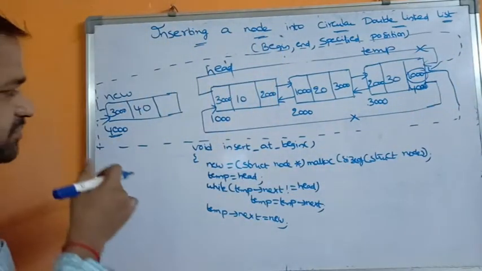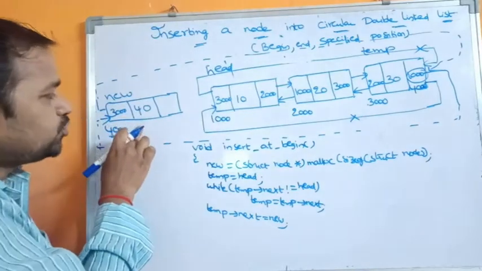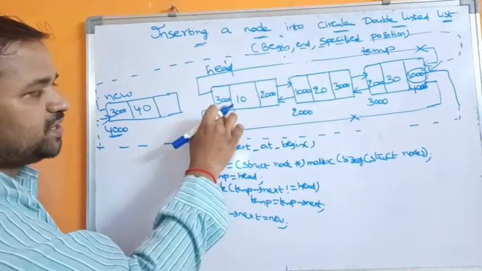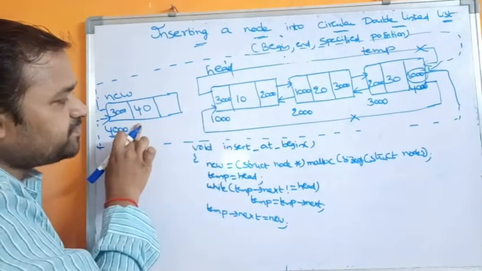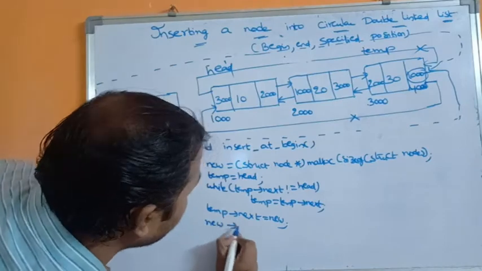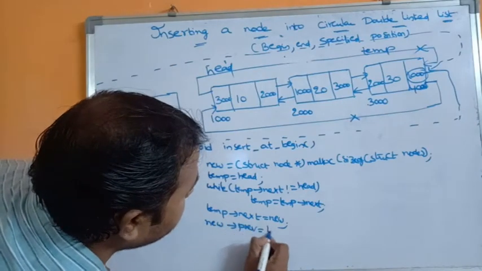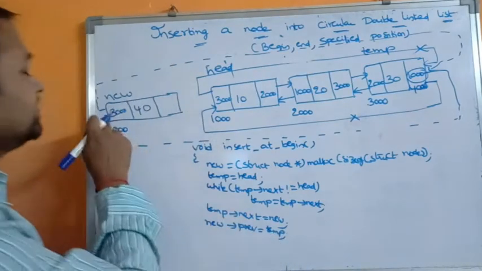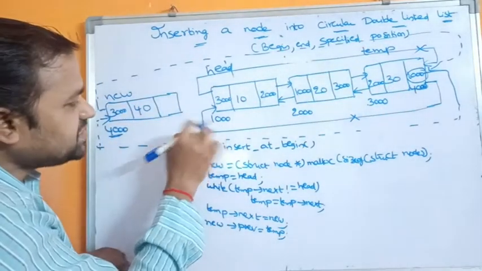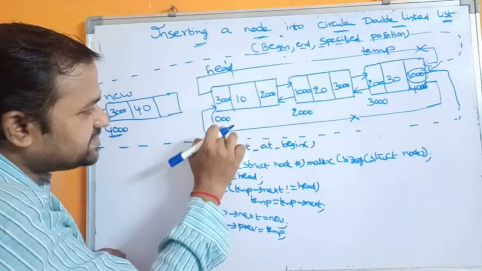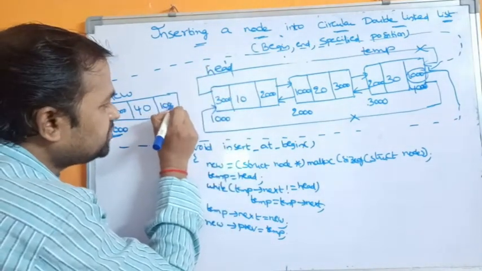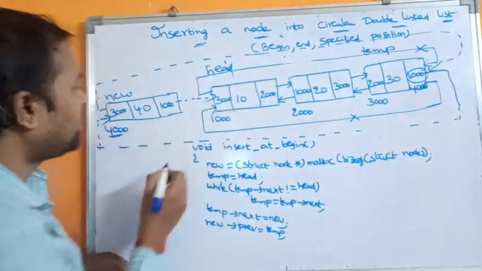So next what we have to do, after inserting, this node has to become the first node and this node will become the second node. So we have to establish a connection from the first node to the second node. Before that, let us write the statement new arrow prev is equal to temp. So in the new node's previous field, this 3000 will be stored. So next node, new arrow next is equal to, what is its next node address? 1000. Where is 1000? 1000 is nothing but head. So if we store 1000 here, then a link will be formed like this.